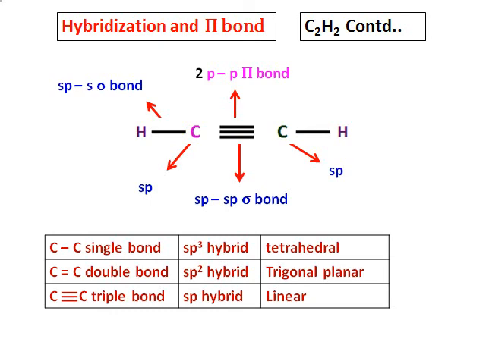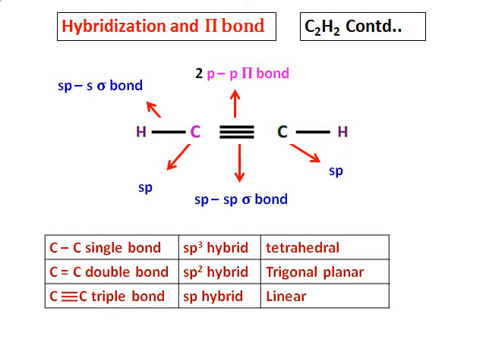So how do I remember all these things? A carbon-carbon single bond will be sp3 hybrid, and it will have a tetrahedral geometry around it. A carbon-carbon double bond will be sp2 hybrid, and it will have a trigonal planar geometry. And a carbon-carbon triple bond will have sp hybridization with a linear geometry. This table is something which you have to remember.